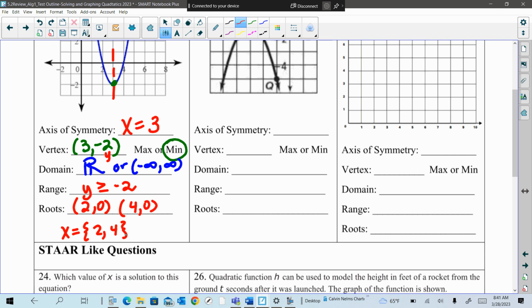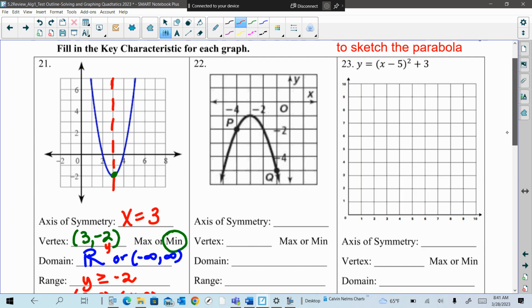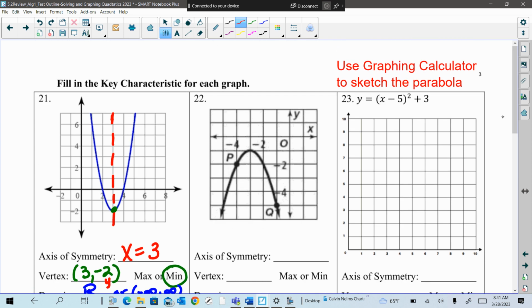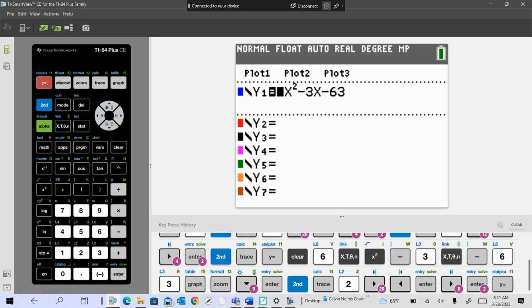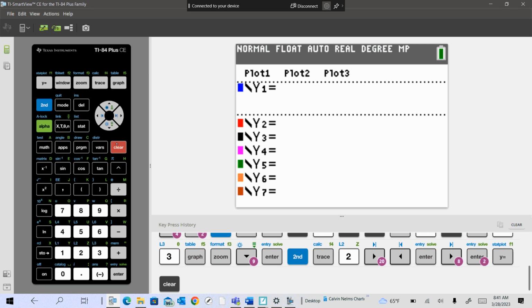Now, on 23, no parabola is given. So this is when you have to use the graphing calculator. You're going to have to type in this equation and sketch what you see. The calculator can calculate some parts for you as well. So let's go to the calculator. Let's type it in. We're going to go to my y equals, and I'm going to clear it out.